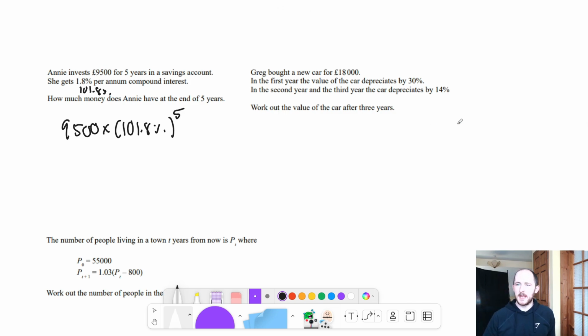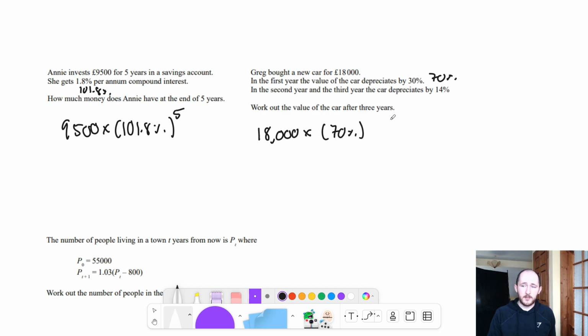Nice and easy. Now, the opposite of interest, I did mention before, is depreciation. With depreciation, your thing is decreasing in value over time. There's another reason why I chose this question, because the depreciation rate, or the percentage, changes. So that makes it a bit more interesting. Again, we start with our original amount of money, and we times it by, if it decreases by 30%, 100 minus 30, which is 70%. Okay?